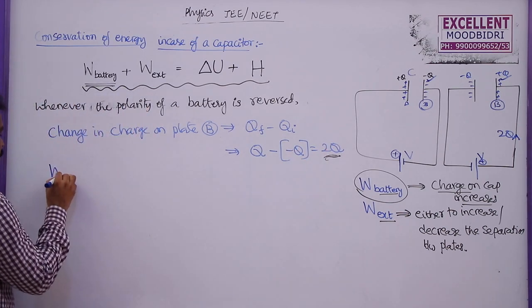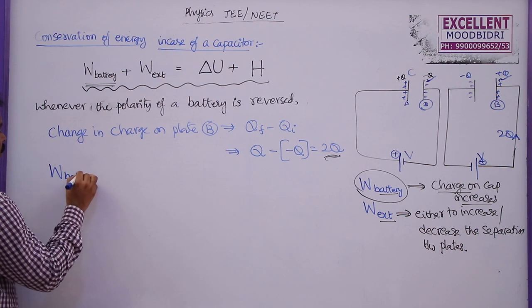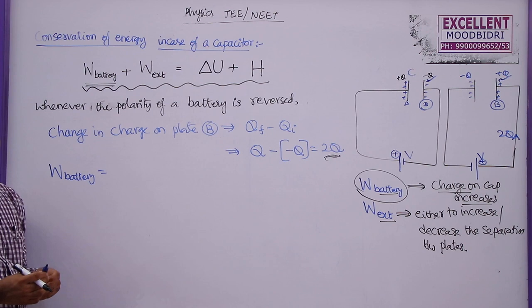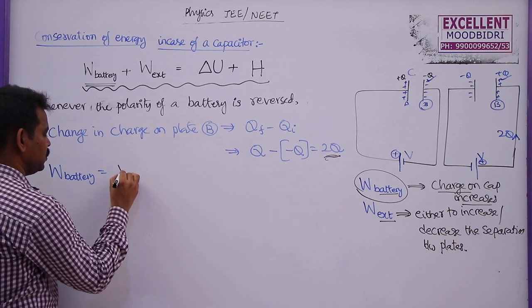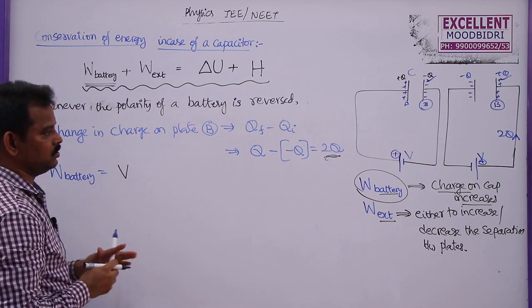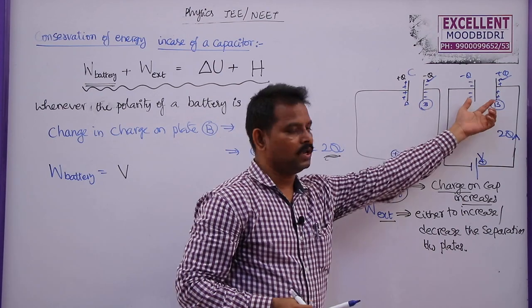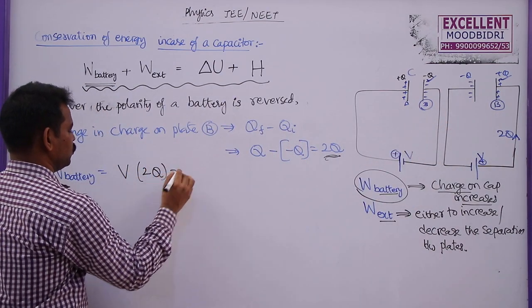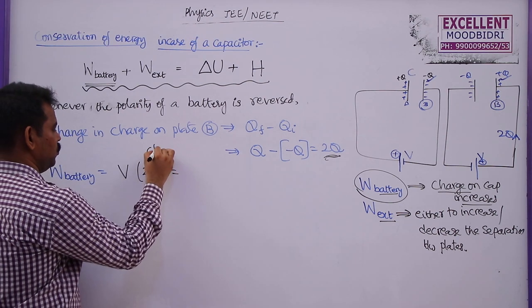So what is the work done by the battery? Work done by the battery is equal to potential into charge. The potential difference between these two has never changed. Previously it was V, it is also V now, into the charge 2Q. This is the charge that has flowed.